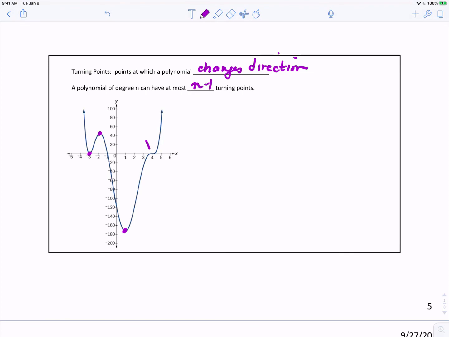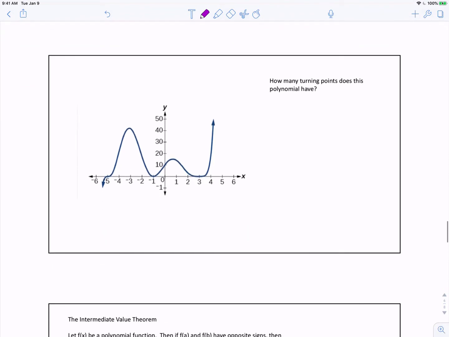Now, at 4, you might say, well, what's happening at 4? 4 is not a turning point because the polynomial didn't turn around and start doing something else. It was increasing, it stopped for a moment, and then it kept on increasing. So it was not a turning point. Why don't you count the number of turning points this polynomial has? Remember, what you're looking for is an exact change in direction.